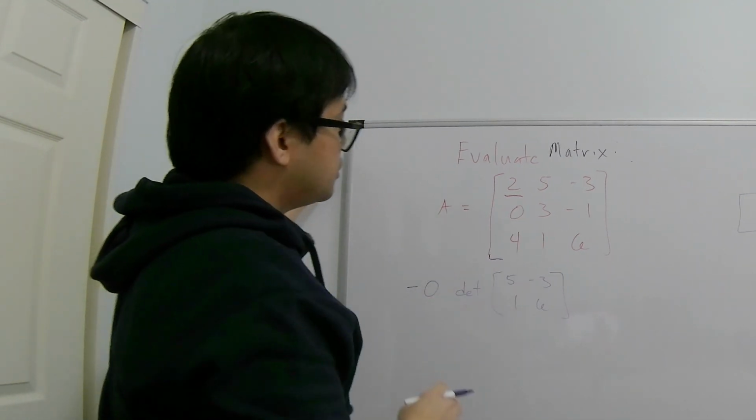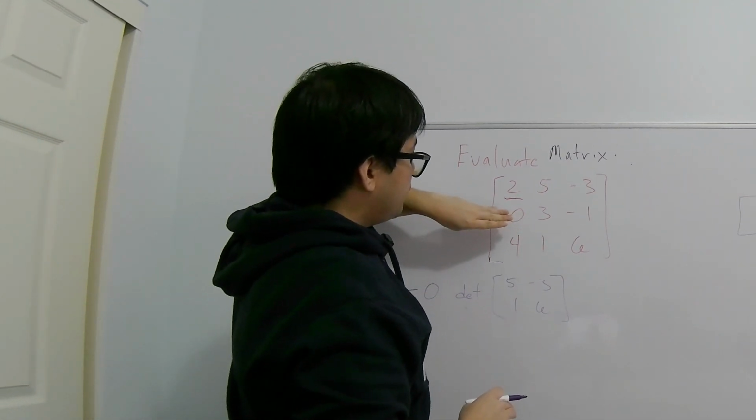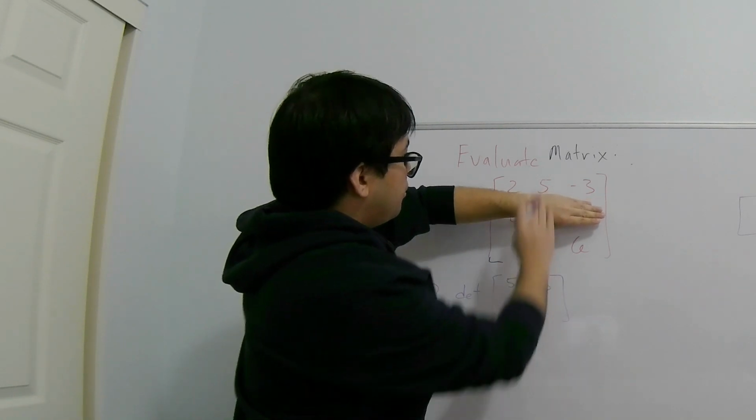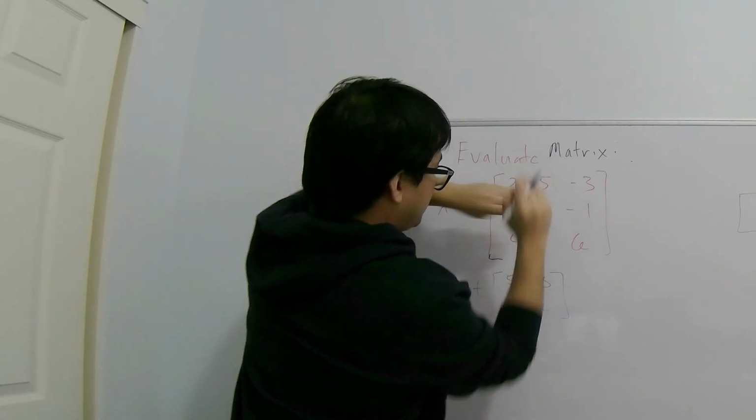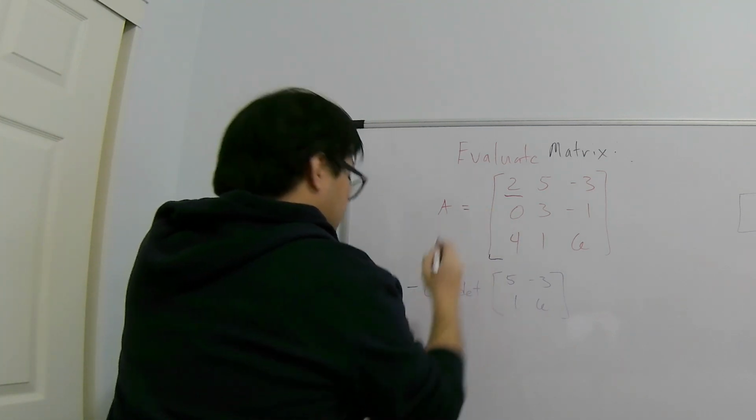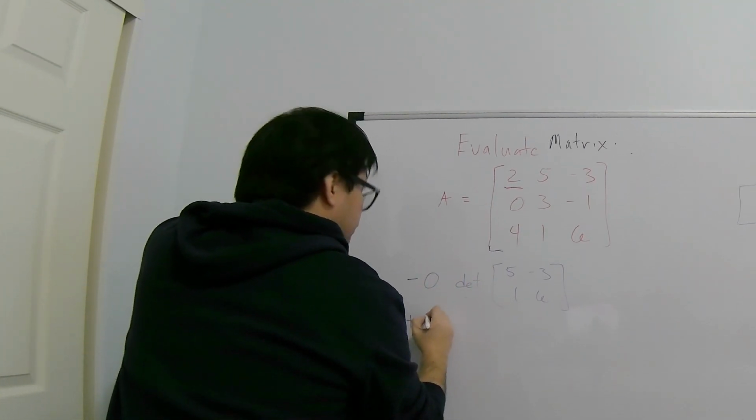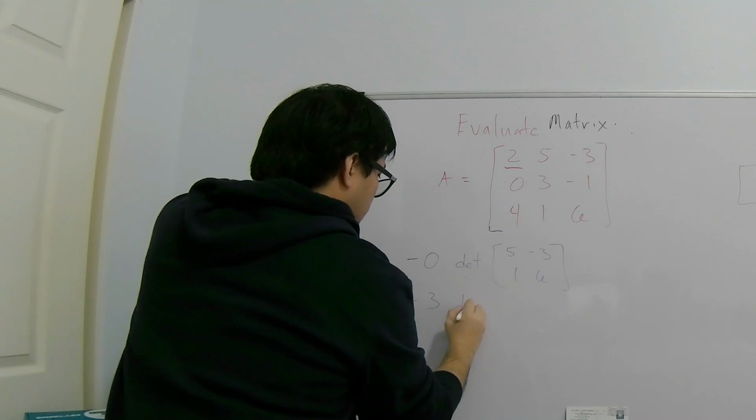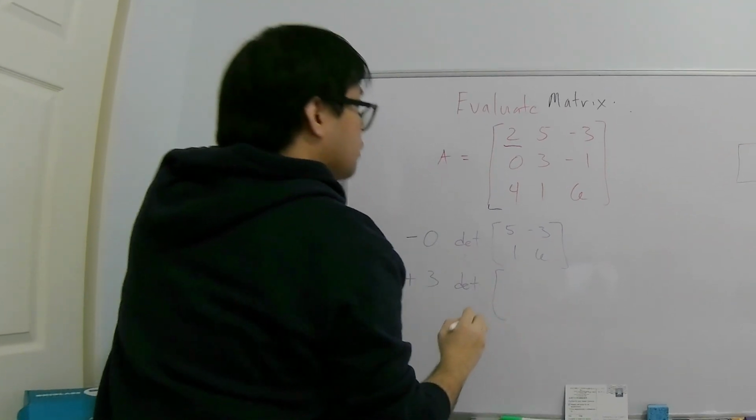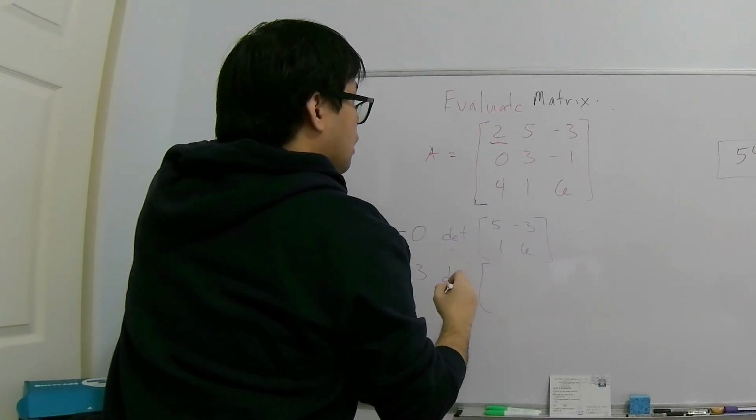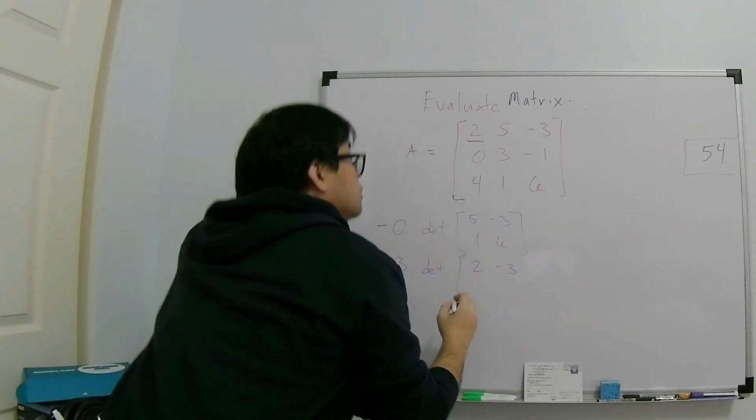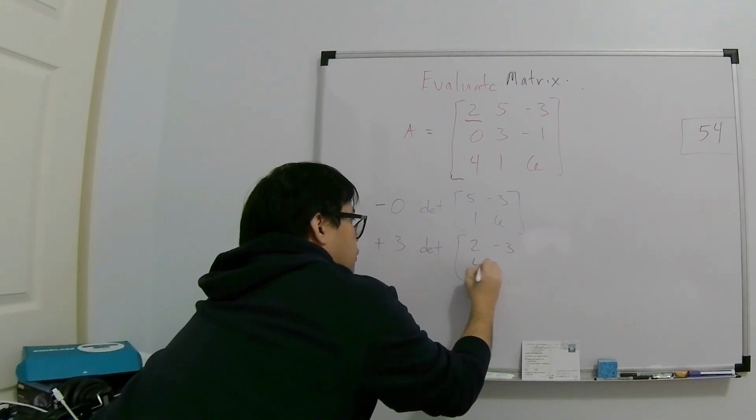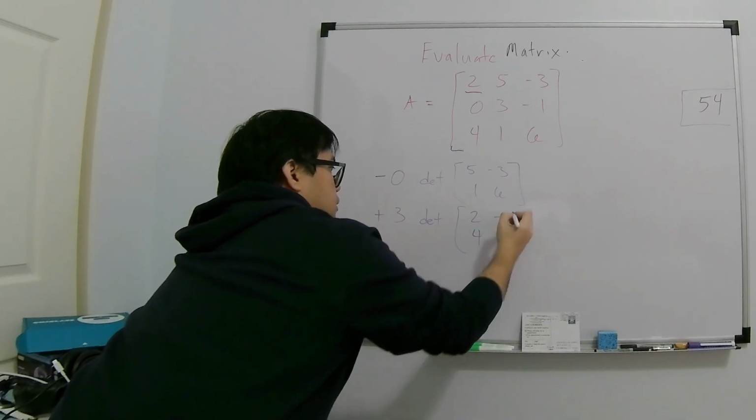The second submatrix will be taken by covering the row that this 3 is in and the column that that 3 is in. And we get a 2, -3, 4, and 6 matrix. And that one has a positive sign in front of it. 3 times the determinant of 2, -3, 4, and 6.